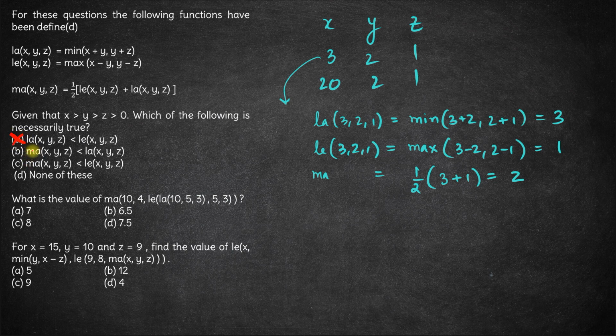What about option B? MA is less than LA. MA is 2 and LA is 3. So this may be true. This is true for this set of values. This may not be true always. So we'll figure that out later.